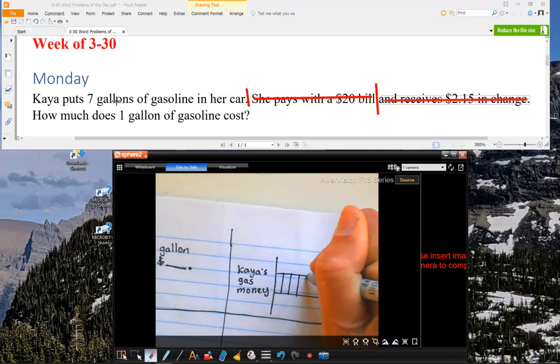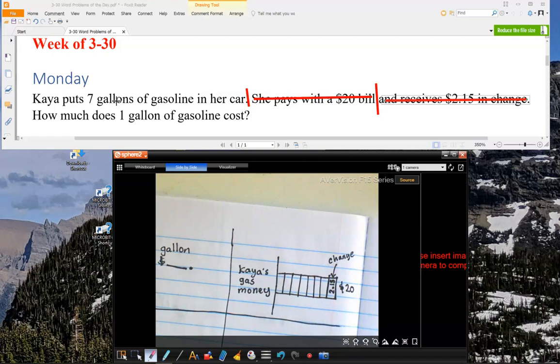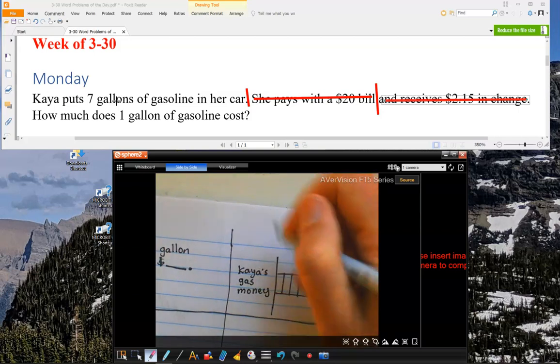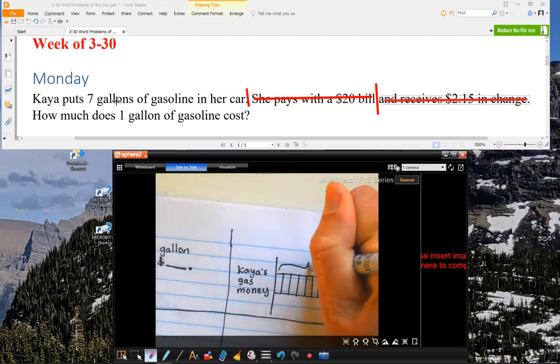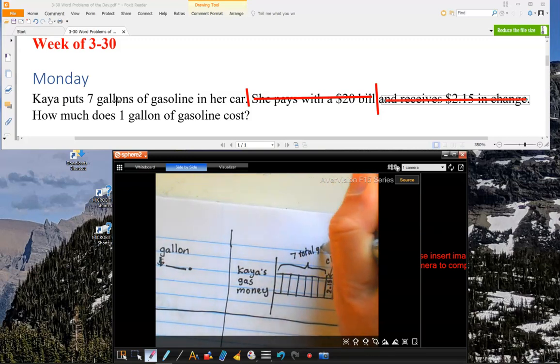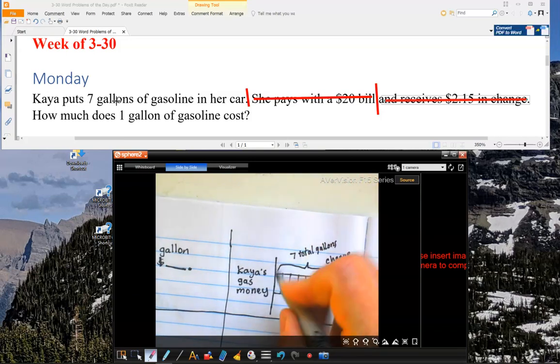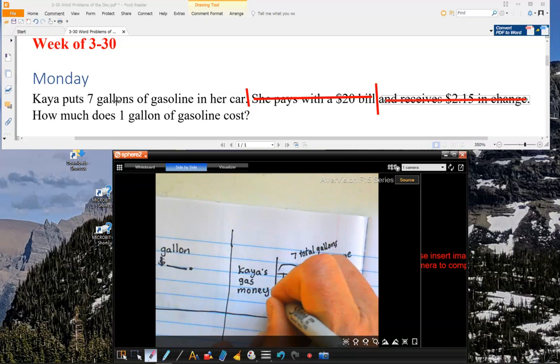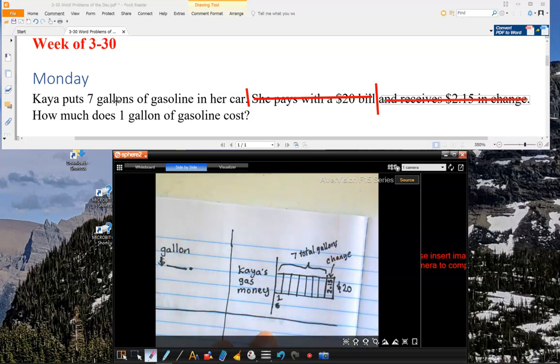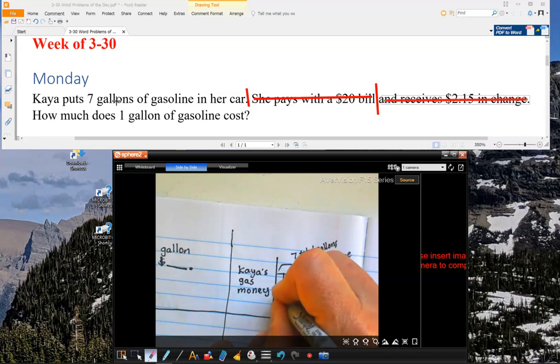So I'm going to try as neatly as I can to make 7 equal size, equal value parts. 1, 2, 3, 4, 5, 6, 7. So I've got 7 equal parts, and each one of those parts is going to represent 1 gallon, for a total of 7 total gallons of gas. And this will be gallon 1, and each one is 1 gallon. It's kind of hard to see with my pen right there, but one of those little spaces is going to equal 1 gallon.